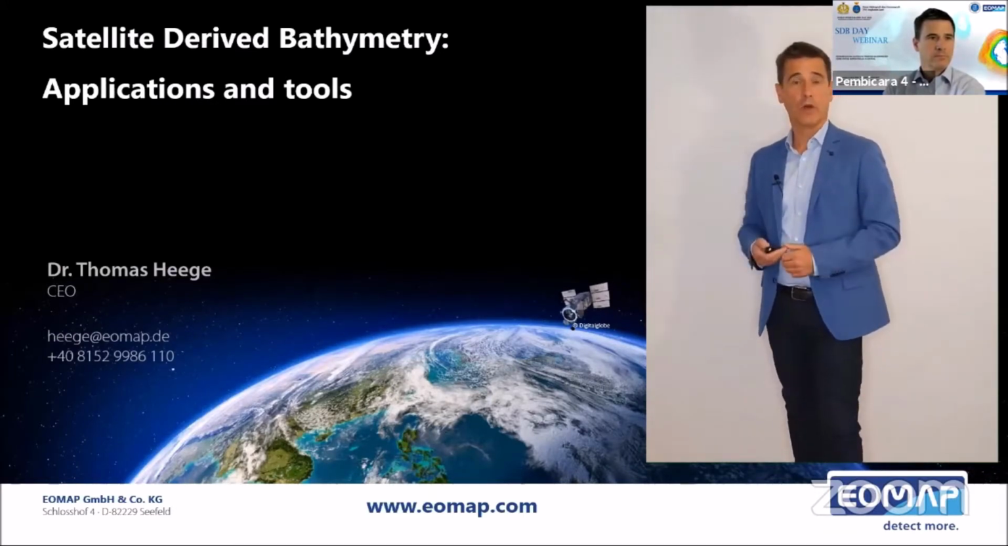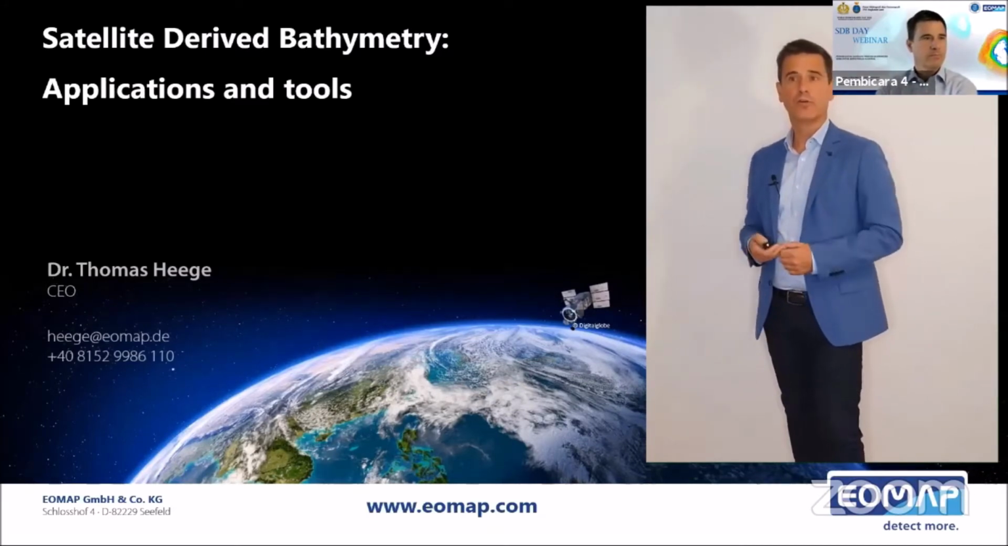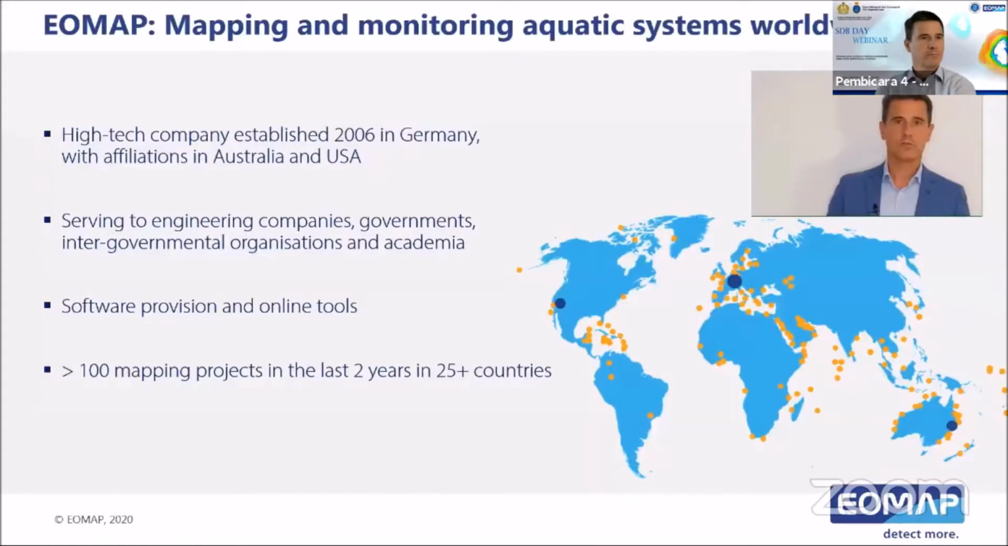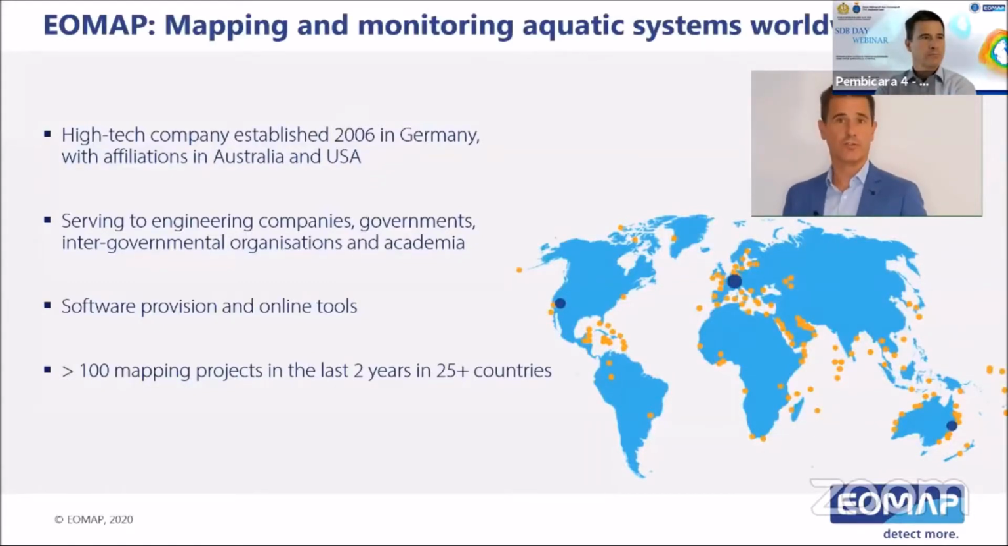And my company EOMAP is mapping and monitoring aquatic systems worldwide. We are a high-tech company established in 2006 in Germany with affiliations nowadays in Australia and USA and partners in Indonesia and Brazil. We serve engineering companies, governments, intergovernmental organizations and academia worldwide. We provide software solutions and online tools, training, and practically we are working in hundreds of mapping projects worldwide, more than 100 projects just in the last 2 years in 25 countries.